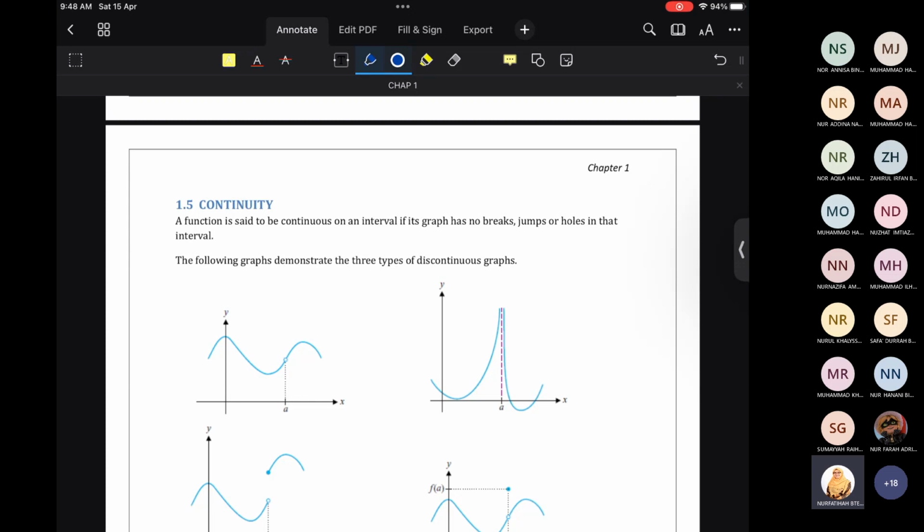Okay, so continuity. A function is said to be continuous on an interval if its graph has no breaks, jumps or holes in that interval. This one you have to be careful about. When we calculate limits, the limit does not exist if there is a jump. For example, if it is like this, it does not exist. Say this is our graph and it goes here. This is a jump, so when there is a jump, our limit does not exist.